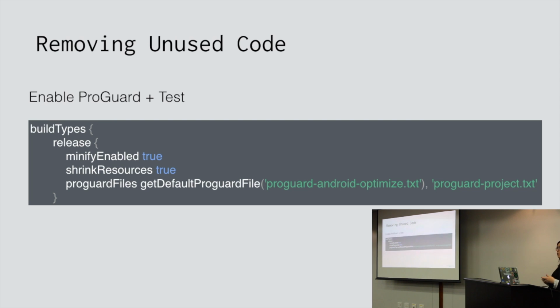So how do we remove unused code? The first thing you should do is obviously enable ProGuard. That's done by just saying minify enabled equals true. And then you should also be doing shrink resources. Shrink resources removes unused resources from all your libraries that are used within your app. So for instance, if you have a library that's got a whole bunch of XML files that you'd never ever touch or reference within your code, that'll be stripped out if you use shrink resources. So those two things will really decrease the size of your app.